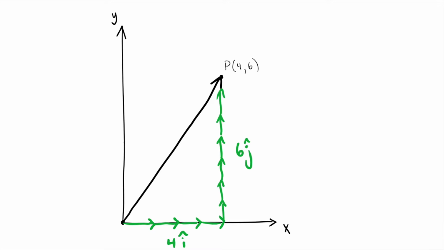This gives us one of our algebraic methods of representing vectors. We could actually represent this vector, let's call it vector OP, because it goes from the origin to a point P. We can represent it as the sum of 4 of the vector i plus 6 of the vector j. And that becomes our first algebraic notation for dealing with vectors.